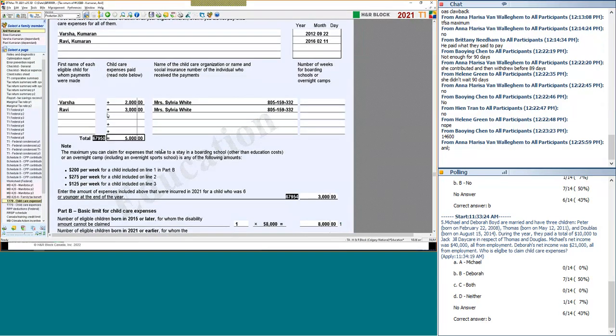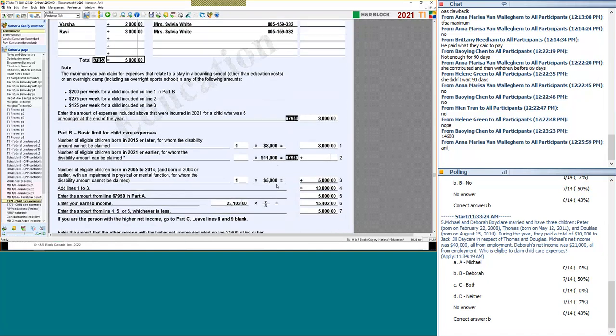$5,000 of it was paid for child care. The portion that was for the younger child was only $3,000. So a child 6 or younger, we're going to write that portion down here. Then we need the basic limit for child care expenses. They have 1 child 6 and under, 1 child over, and nobody has a disability or an infirmity. So the maximum child care they can claim will be $13,000. They actually paid $5,000, so they can't claim more than that.